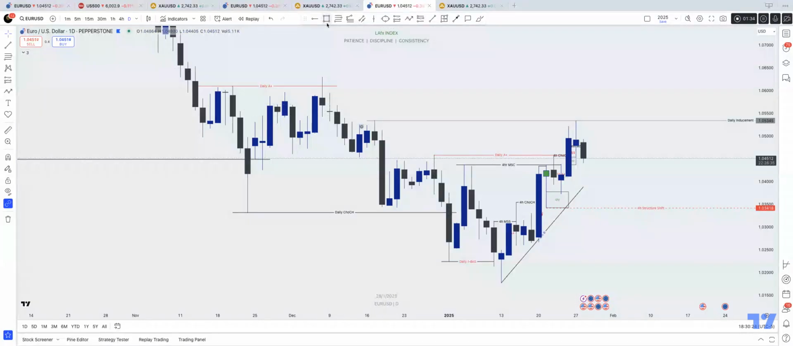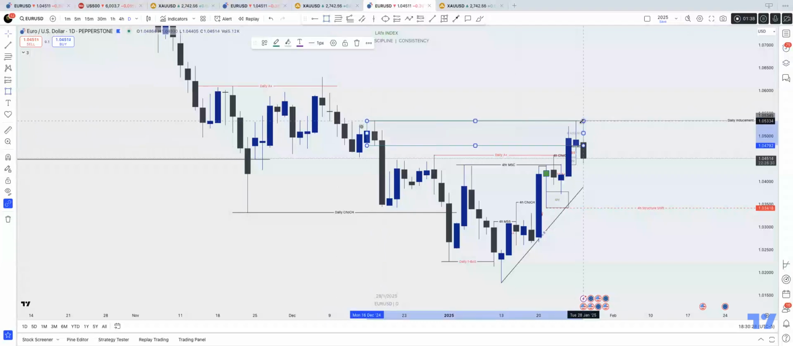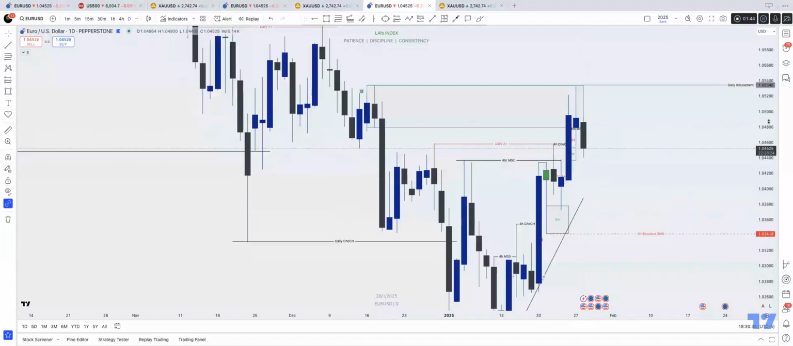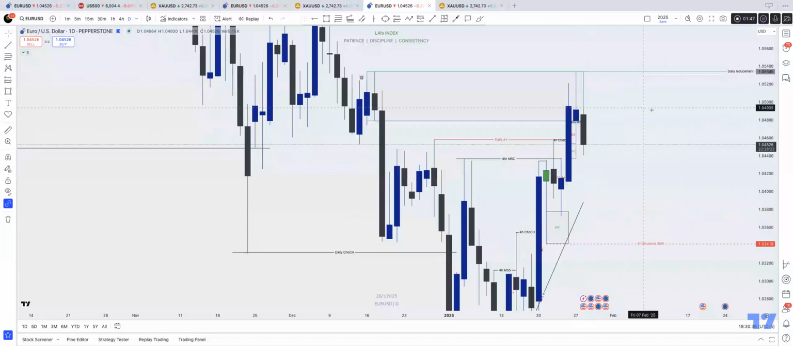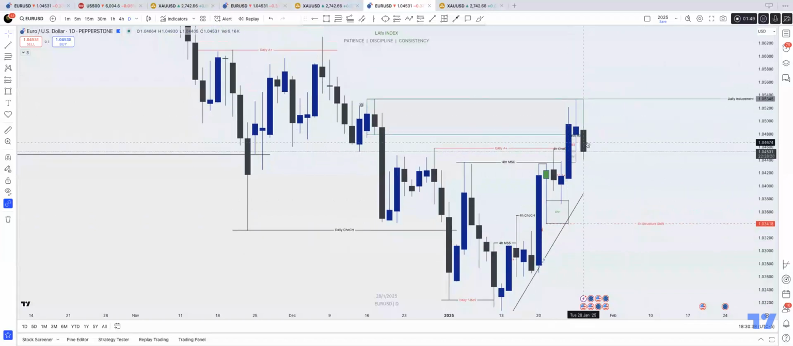Since we are still inside that supply, we haven't taken it out yet. We still are inside the supply, as you can see. So we are looking for any form of distribution or change of hands. Then we will join to sell.